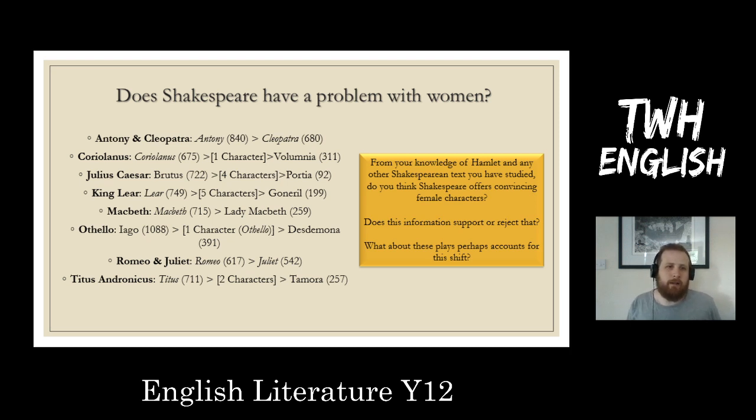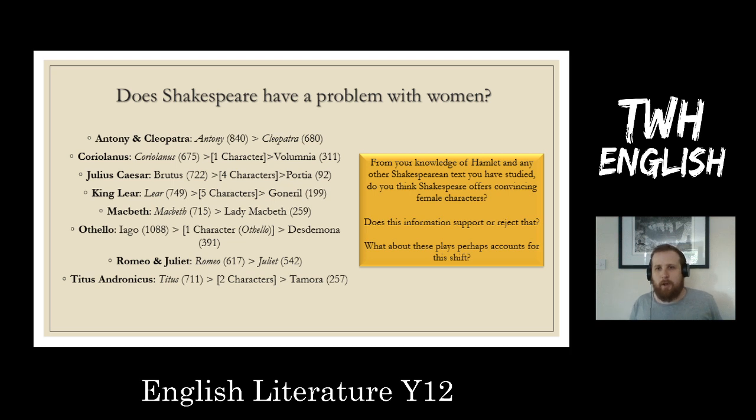In Othello, Iago has 1,088. Then we have Othello himself, and then we have Desdemona, Othello's wife, at 391, so she has less than half of the top character's lines. Romeo, again, despite dying first, has 617 lines to Juliet's 542. And Titus Andronicus, Titus at 711 lines, has 2 characters between him and Tamora, the highest female character, at 257 lines.